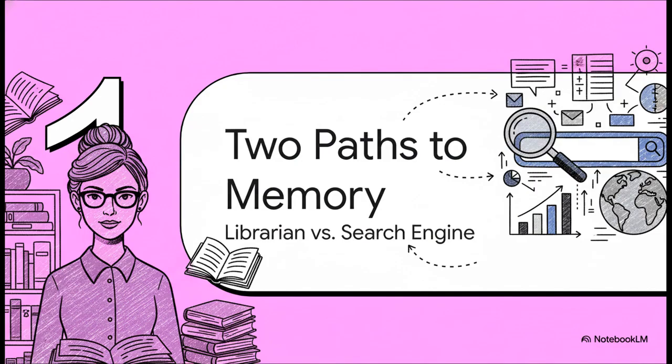So if the application is handling the memory, how does it decide what to show the LLM? Well, there are two main ways to do it, two dominant architectural patterns, and we can think about them with a pretty simple analogy. Are we going to hire a meticulous librarian, or are we going to use a powerful search engine?